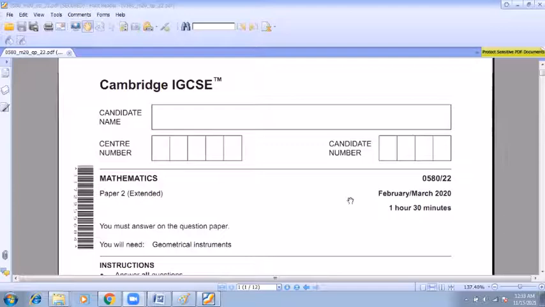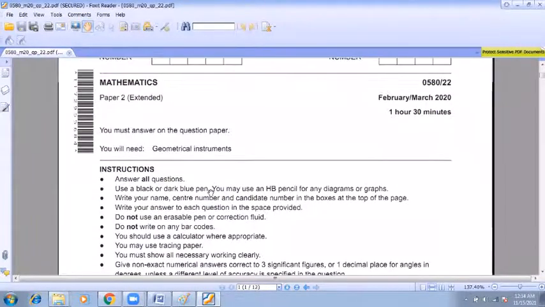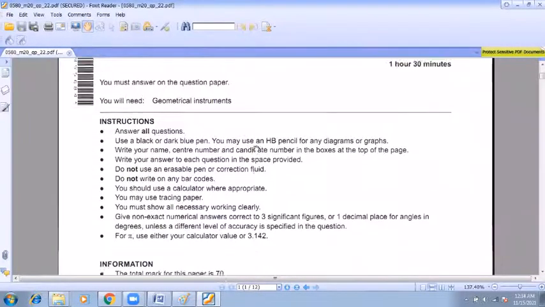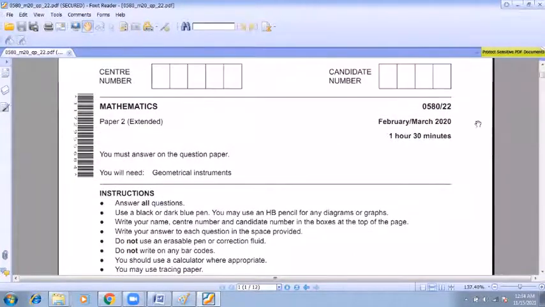Cambridge IGCSE past paper. It is 058022. The coming questions are from 2020 February March.